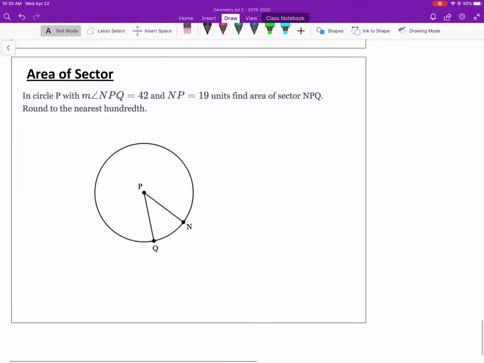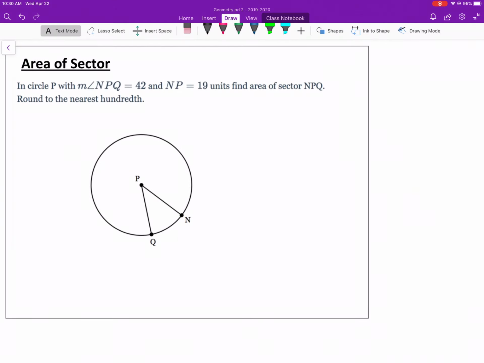All right, and then area of a sector we've been looking at for the last 2 days. This question is just not the way they ask it in Delta Math. They don't say leave it in terms of pi, so you actually multiply out with the pi. So let's see what they say here. Circle P with the measure of angle NPQ equal to 42, and NP equal to 19, so the radius there, 19 units. Find the area of sector NPQ, round to the nearest hundredth.